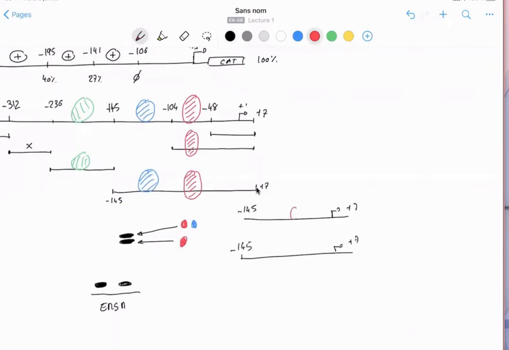The first one would be to have the red partners, and the second one would be to have the blue. So it means that this situation exists alone, and this situation exists also alone. Okay? In other words, it means that this fragment minus 145 can develop interaction with only the red partner or with the red plus another one. You understand the situation? Yes. Okay. So we go on.